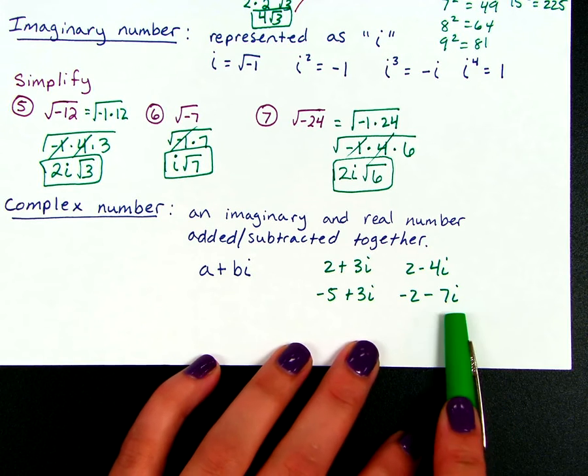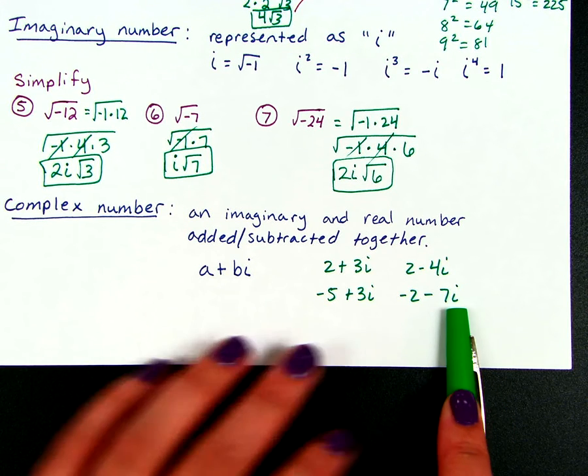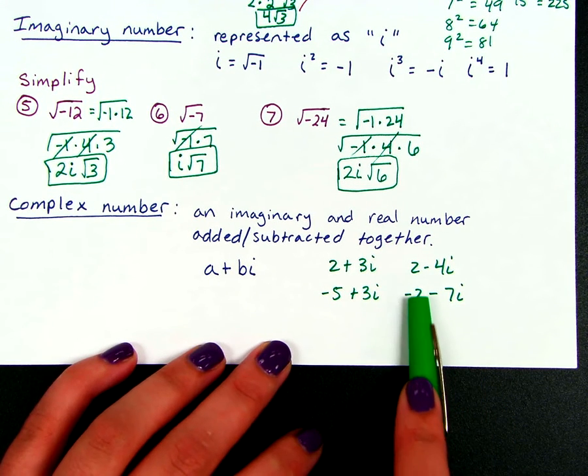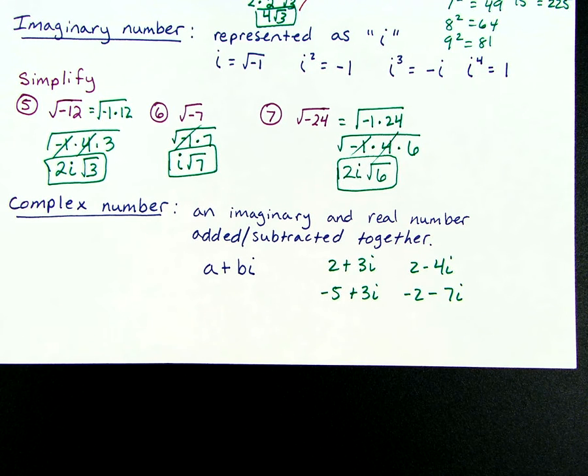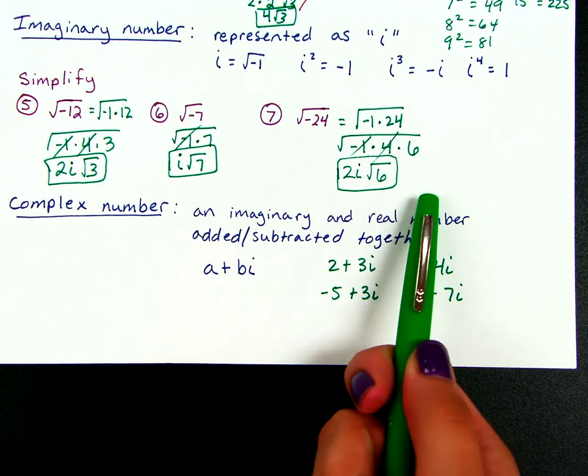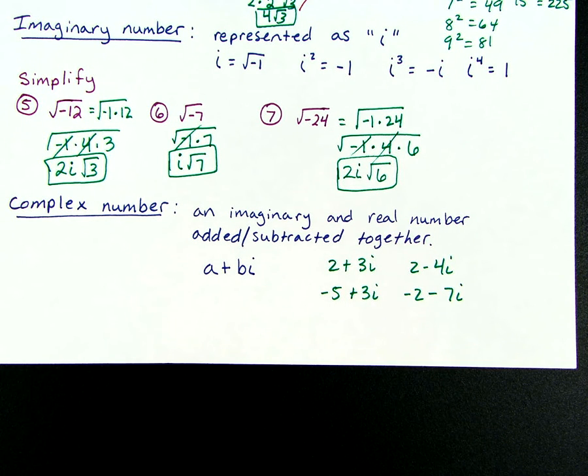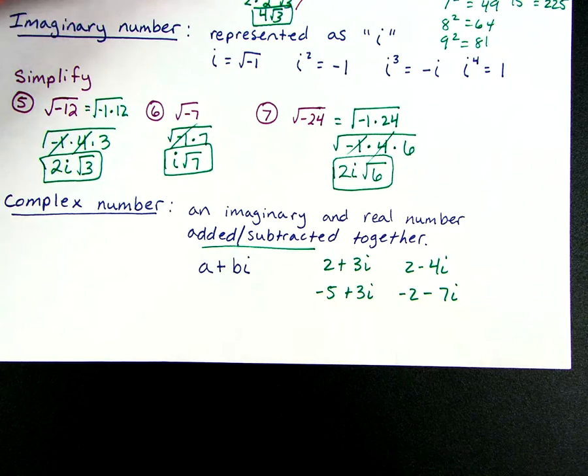The part with i is called the imaginary part, and the number without i is called the real part. So a complex number is made up of a real and an imaginary number. An imaginary number is only with the i, so we don't have a real number included with it that's being added or subtracted. So this added or subtracted part is really important when we're thinking about a complex number.